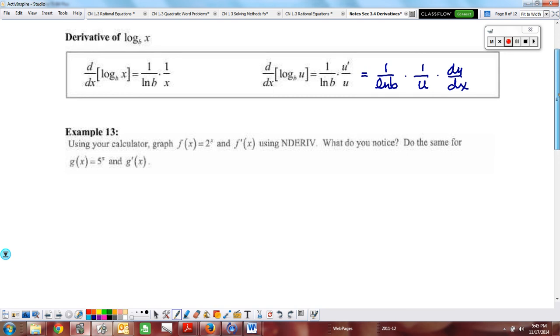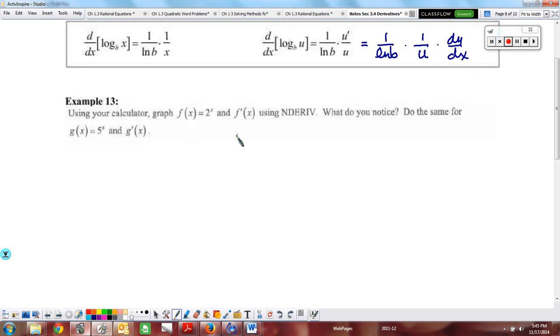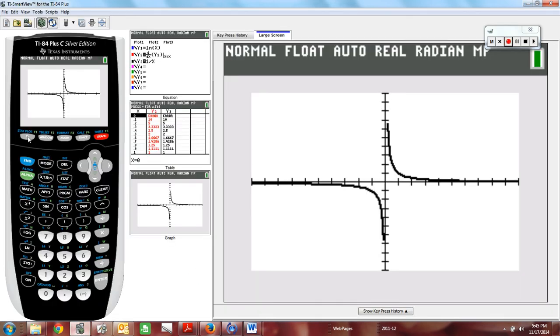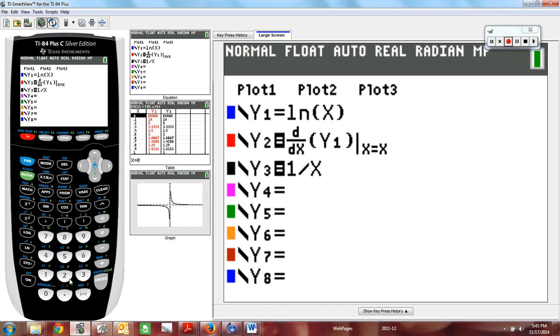Now, I'm going to let you do the 2 to the x and graph your derivative using, well, now let's go ahead and do it this real quick. Get it out of the way and be done with these notes. So we're going to graph 2 to the x here. Oops, clear.